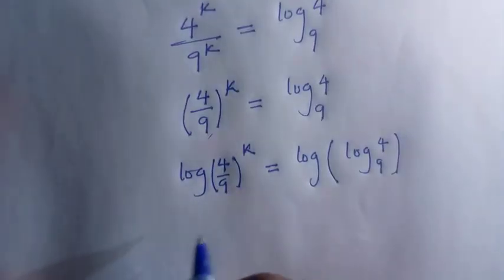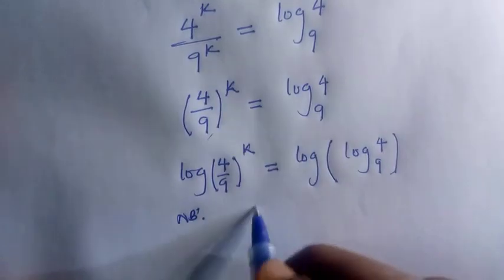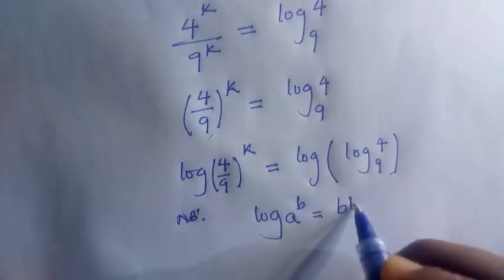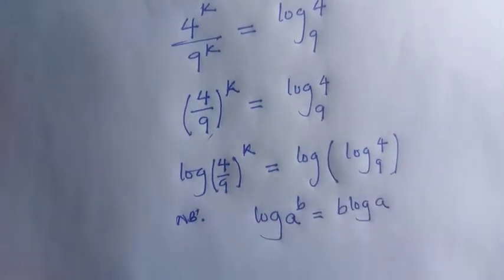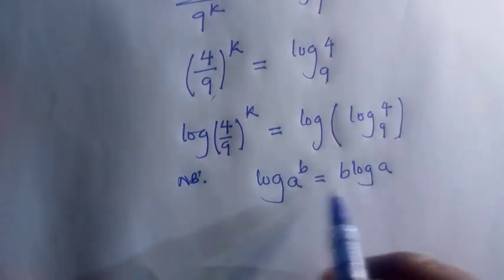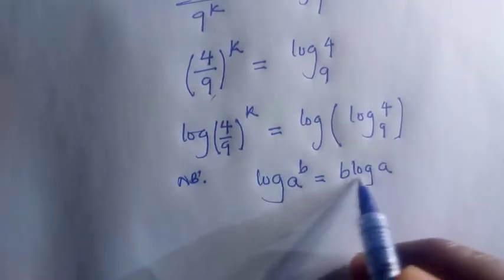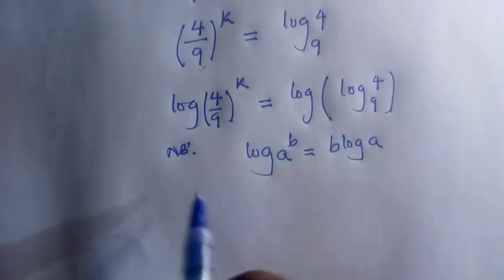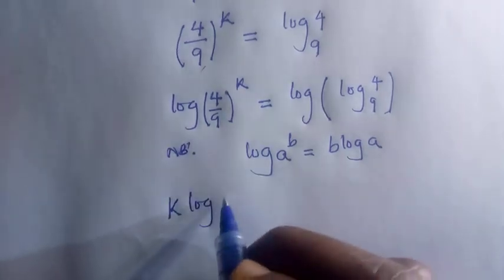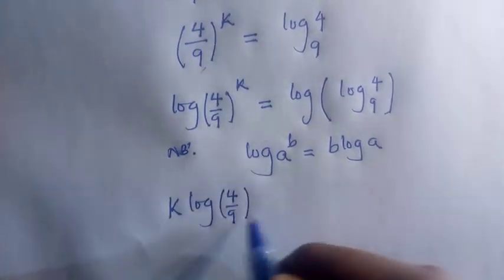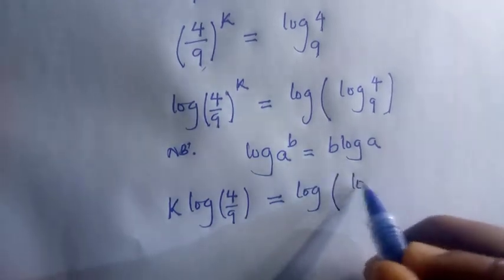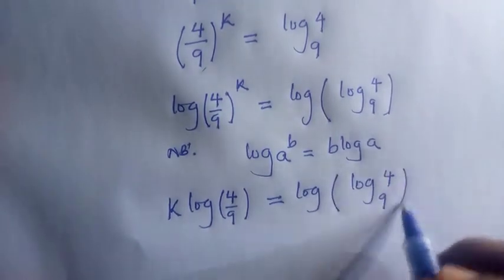So then we should note that anytime we have log a to the power of b, we write it as b log a. So this is the rule I've been applying above. Anytime we have this kind of log, we write it in this form. And then k will come down. So in the parentheses, we have k log 4 divided by 9 equals log in bracket log 4 base 9.